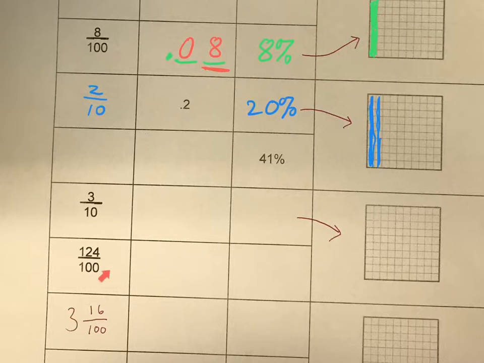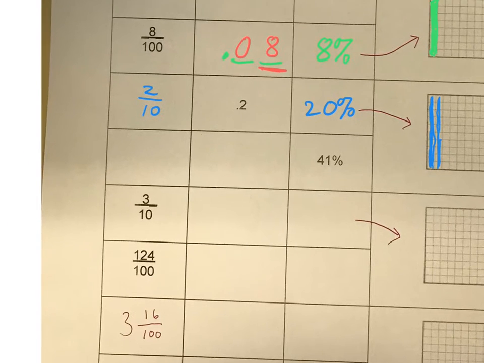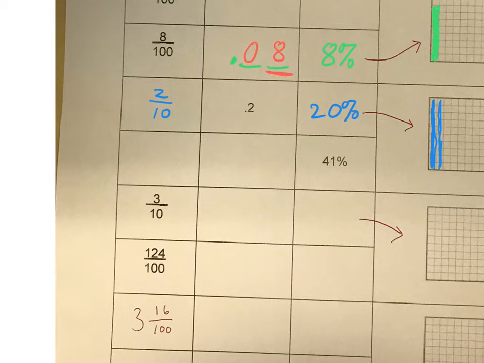124 hundredths, just remember, that's more than 1. So if you were to change that to, say, a mixed number, you would have 1 and 24 hundredths. So as a decimal, 1 and 24 hundredths would look like that. Now percentage, this is where it might be a little bit new. Your percentage is going to be 124%.